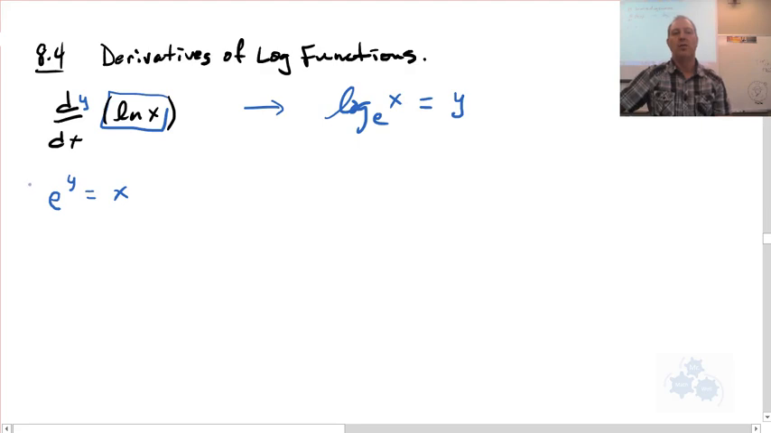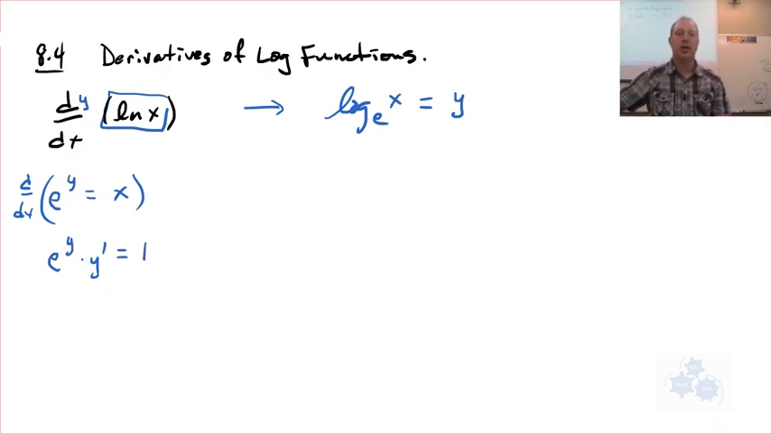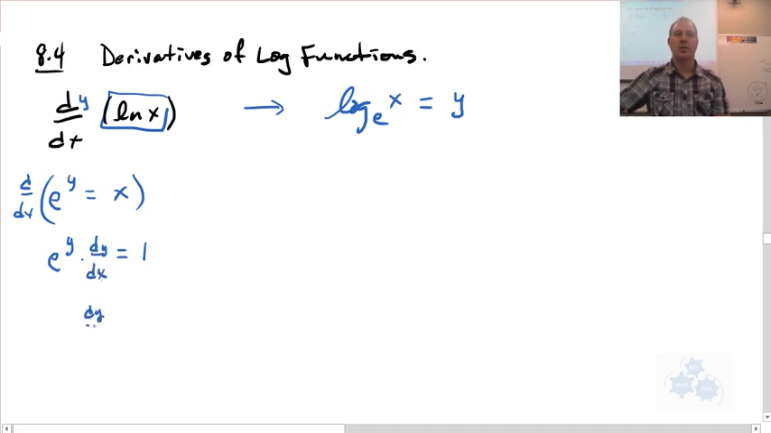So if we take the derivative now of this with respect to x, I get e to the y times y prime equals 1. I kind of mixed up my notations there, but really this is dy dx. So dy dx is what I'm looking for, and this is 1 over e to the y.